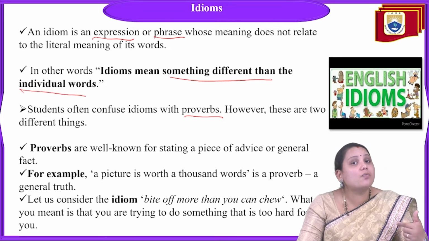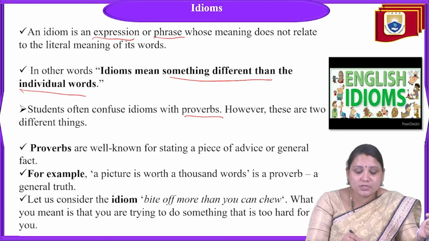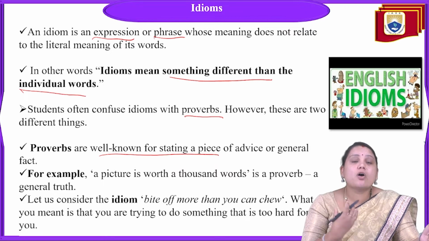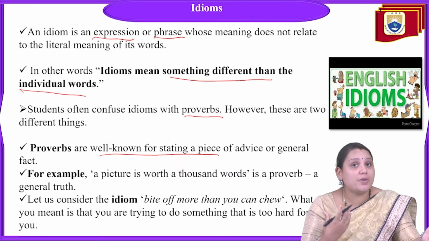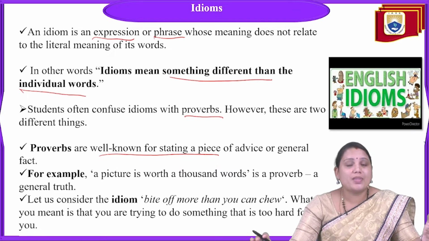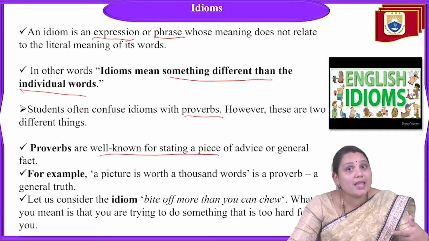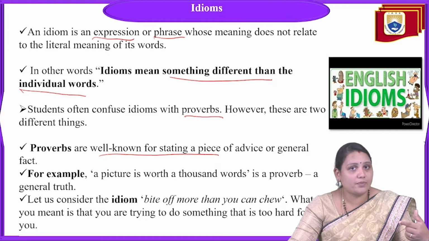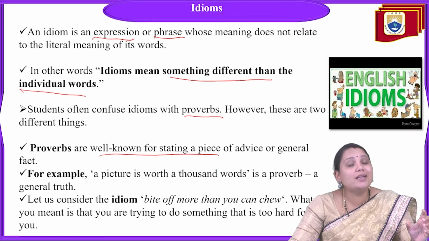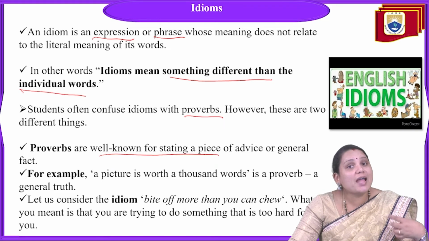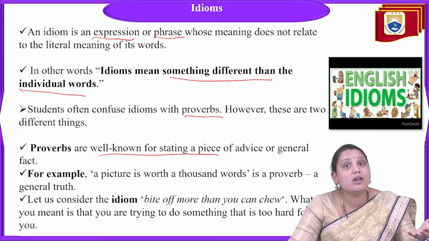Now, let us understand what proverbs are. Proverbs are well known for stating a piece of advice. A piece of advice which was stated before by some eminent people is called a proverb. A statement which caters to the need of advice can be a proverb. But what is an idiom? It is an expression or thought of that mood to beautify the sentence in a different way, not in a general way.